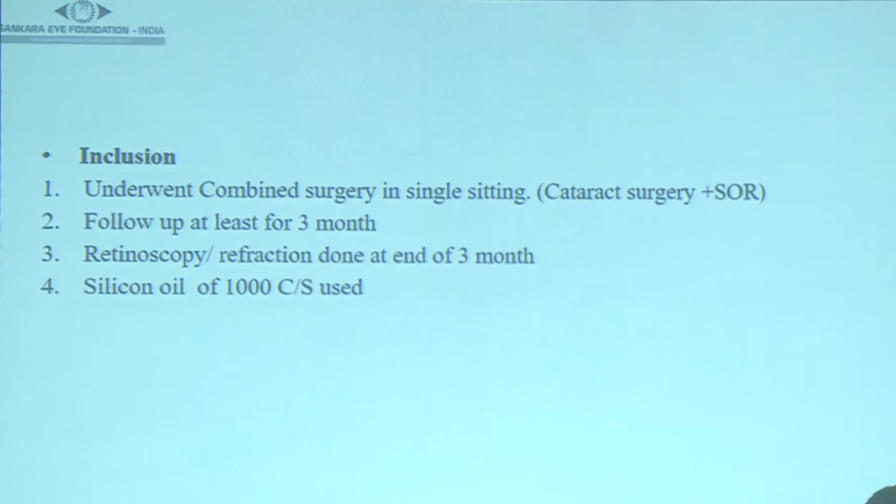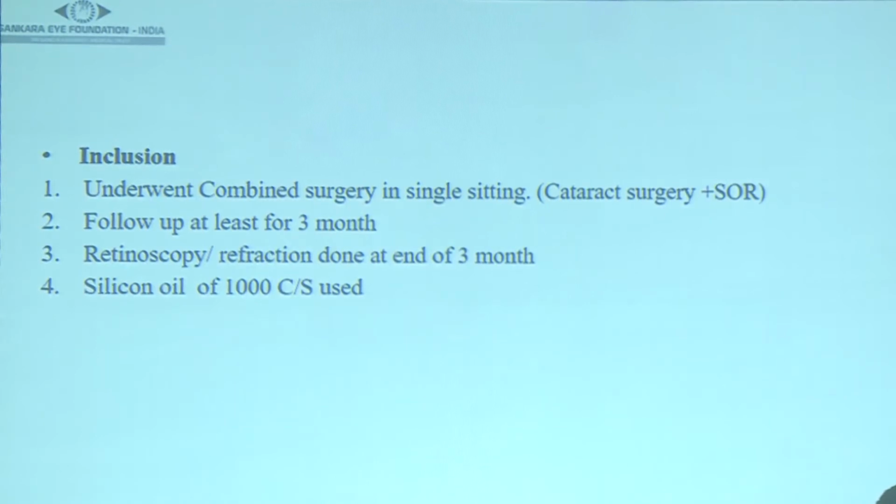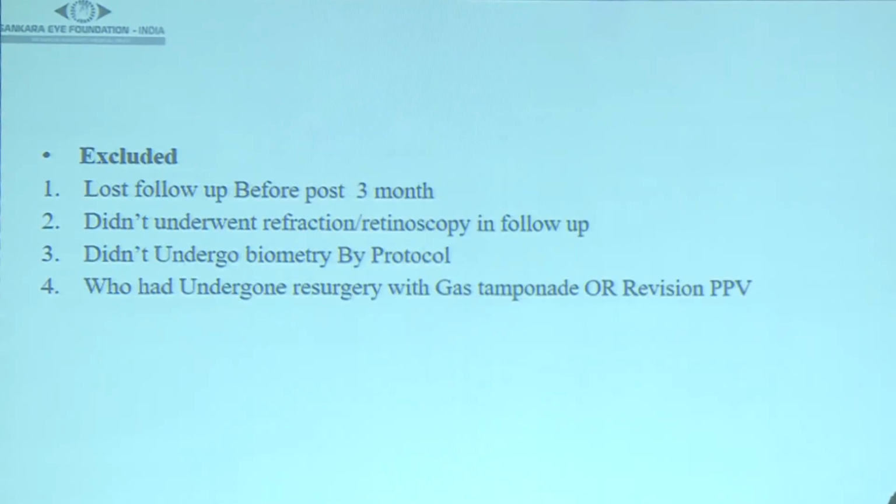We included patients who underwent combined surgery in a single sitting and who were followed up for at least 3 months; retinoscopy and refraction were done at the end of 3 months. Silicone oil of 1000 centistokes was used. We excluded patients who were lost to follow-up before 3 months, who did not undergo refraction or retinoscopy, who did not undergo biometry by the protocol, and those who underwent resurgery with tamponade.